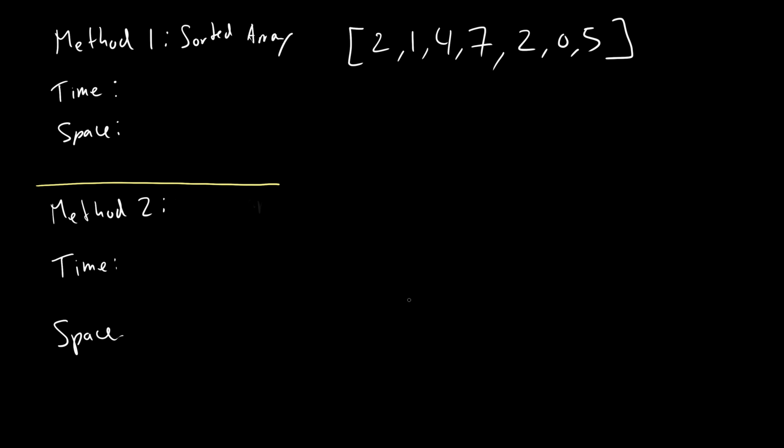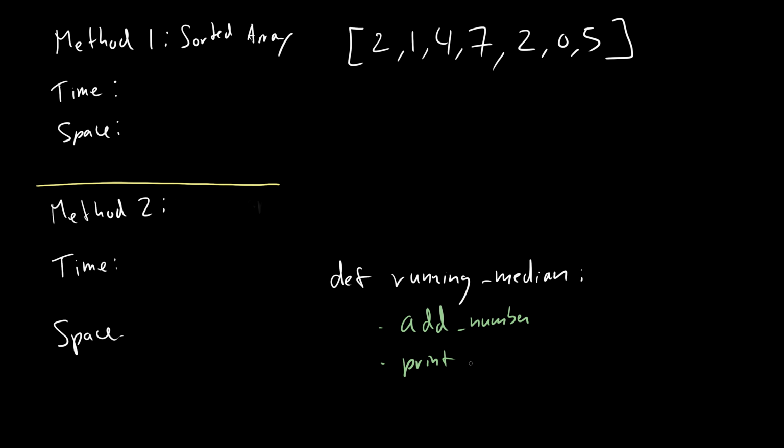So for this problem, let's say we define running median. What you want to do is add a number, and then print the median. That's it. So how are you going to find the median, and how are you going to add? Basically it's these 2 things. Let's do the easy, naive way.